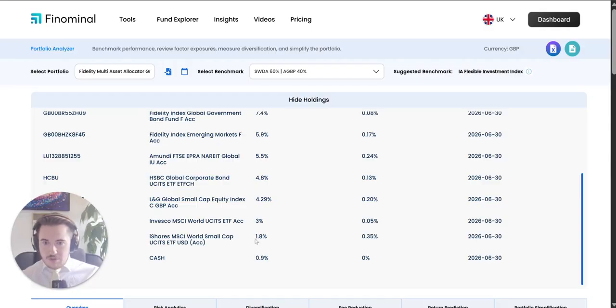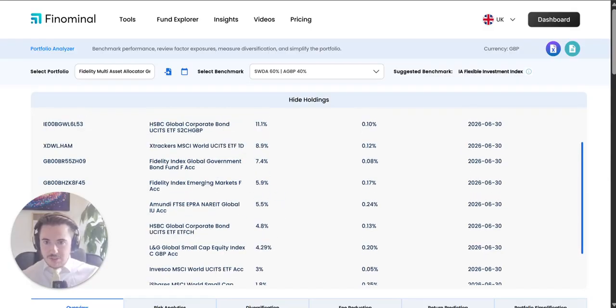We've also got market cap bets in small cap. We've got 2 small cap global equity funds here from L&G as well as iShares. So 4.29% in the L&G one and 1.8% in the iShares. You've also got just under 6% in emerging markets, 5.5% in global REITs, so real estate there.